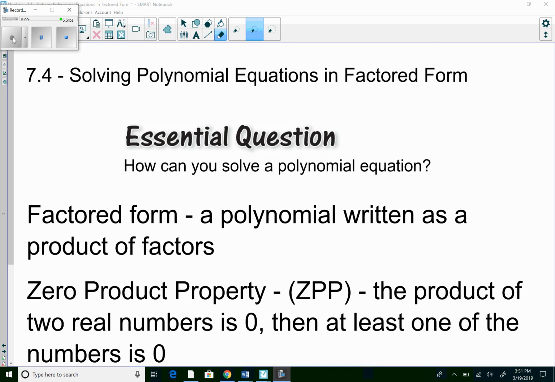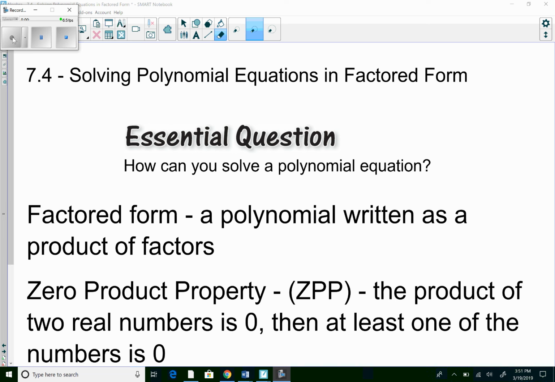Hey everyone. We're going to take a look at section 7.4 today, which is solving polynomial equations in factored form. So our essential question, what we want to be able to answer by the end of this lesson, is how can you solve a polynomial equation? First off, we need to figure out what factored form is.